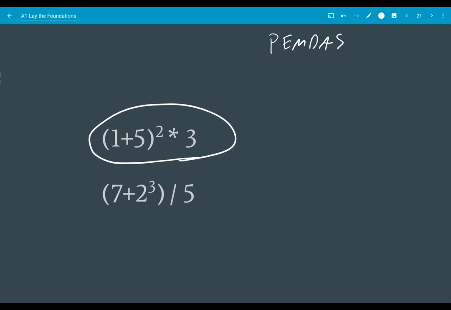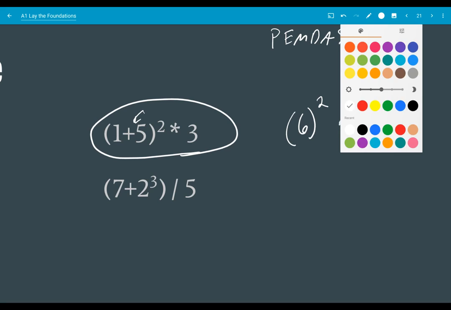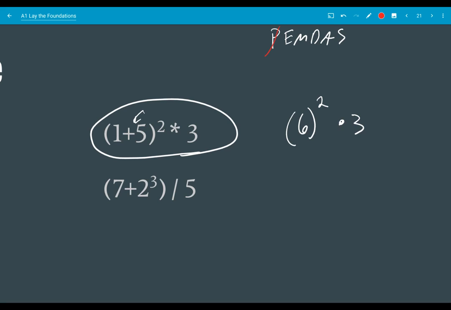Well, I have 1 plus 5 squared in parentheses, so I'm going to have to do what's inside the parentheses first. So I'm going to do 1 plus 5. So I'm going to end up with 6 squared times 3. Okay. So that's my parentheses.